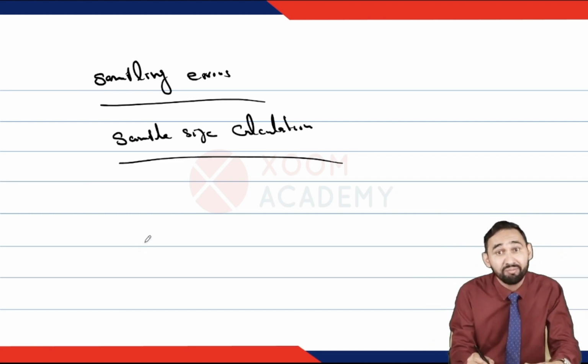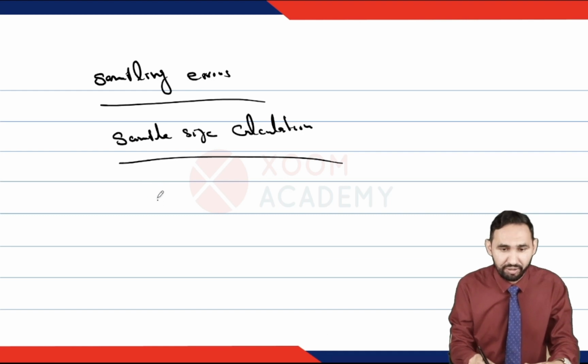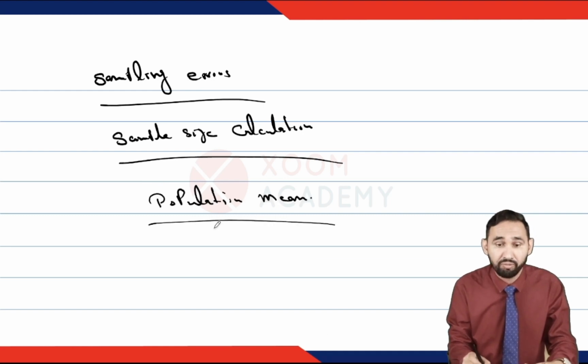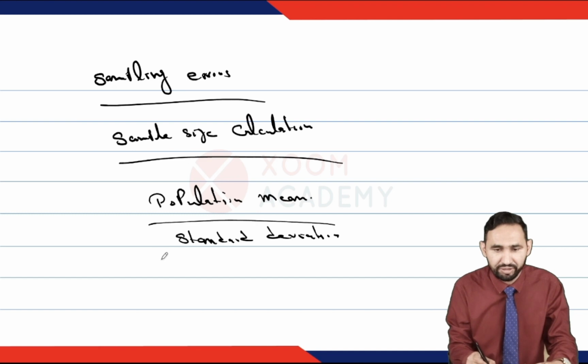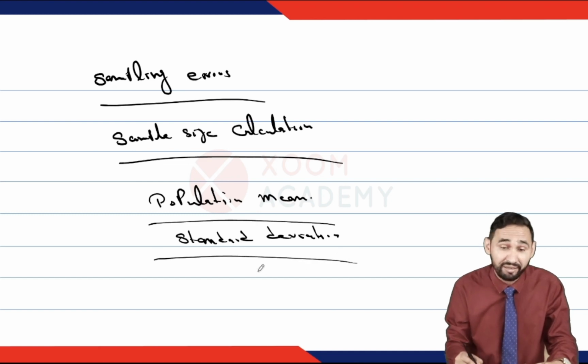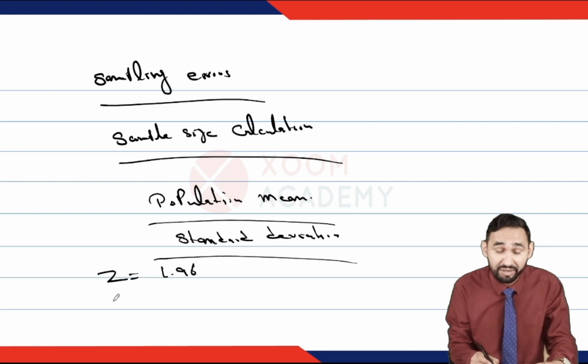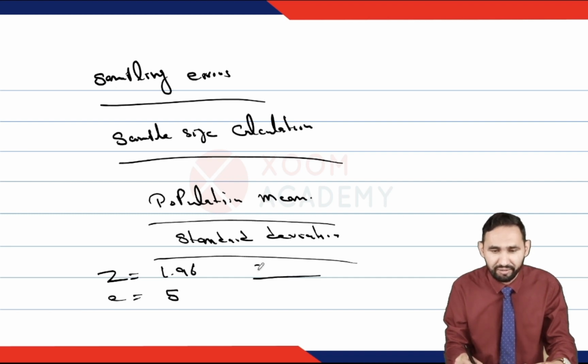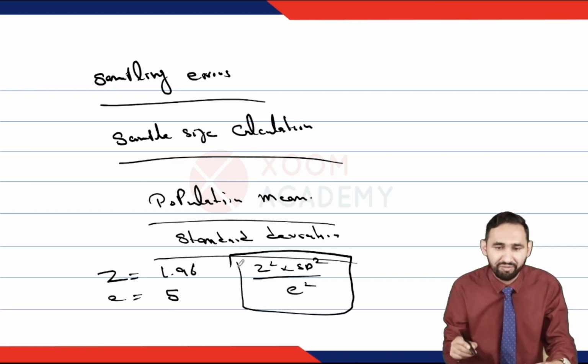calculation of sample size, we must have knowledge regarding the population mean. We can calculate the standard deviation, so we should know the standard deviation. Or in the scenario, the standard deviation and population mean are given. And we know that the value of Z is equal to 1.96. It is understood that it is constant. And 5% error is acceptable. So what was the formula? Z square multiplied by standard deviation square divided by E square. This is the simplest formula for calculation of sample size.